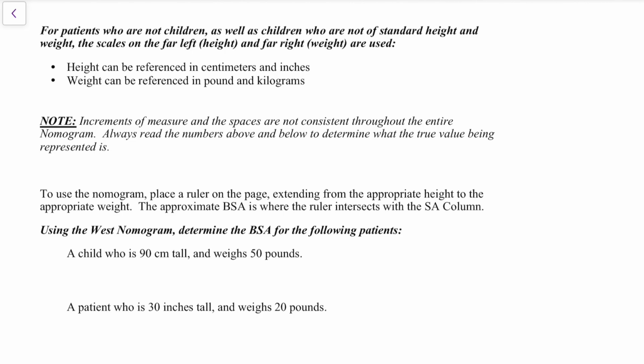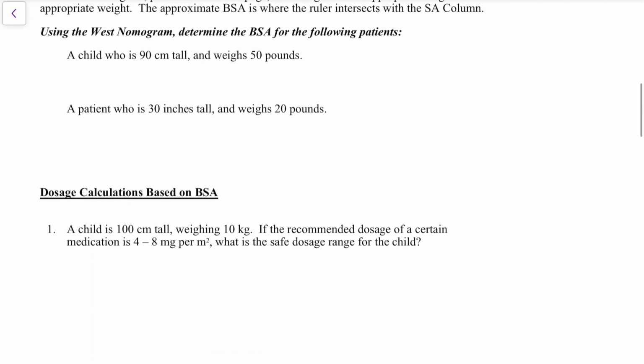And you want to make sure you're using a nice ruler. I'm going to be trying to draw a straight line on this, so you're going to be a little bit more accurate if you have it on paper and use a ruler to really make sure you're getting a straight line across. But let's take a look at this first example, a child who is 90 centimeters tall and weighs 50 pounds. So 90 centimeters, 50 pounds.